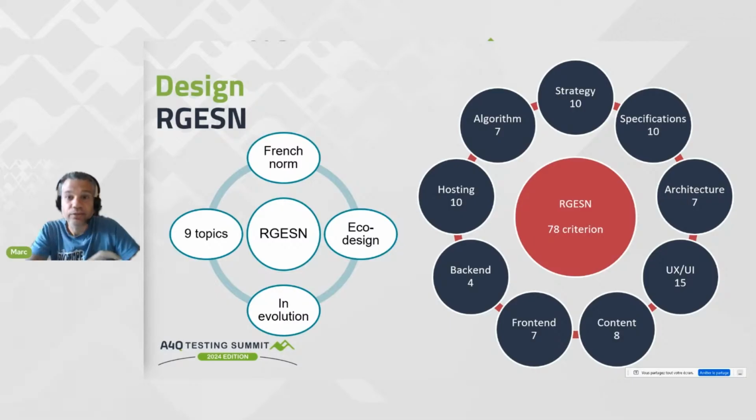And green IT eco design is part of the quality, so it also depends on all. So there are criteria on strategy, specification, architectures, UX, UI, content, front-end, back-end, hosting, and algorithms. You can see that there is not the same number of criteria. It's still evolving, and the working group on the RGESN has more experts from UX, UI than from backend. Nevertheless, it's really nice to have it, and it helps a lot to ask questions.